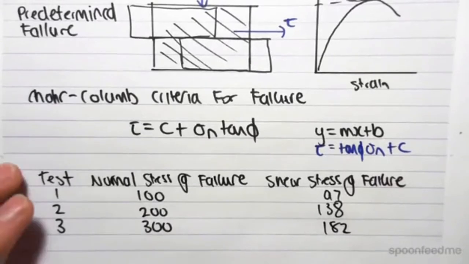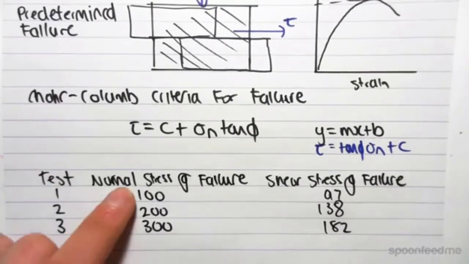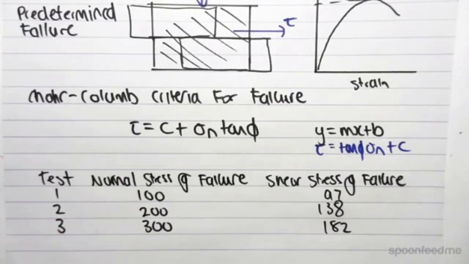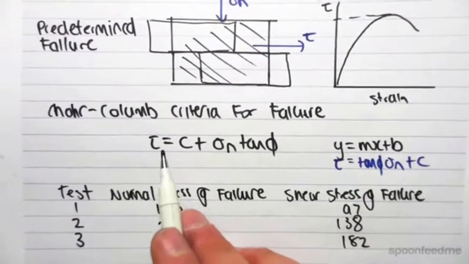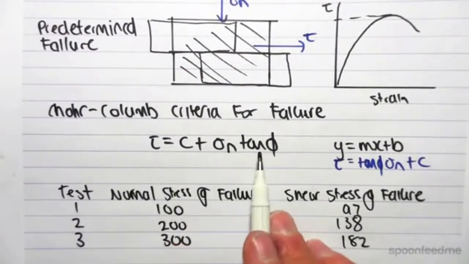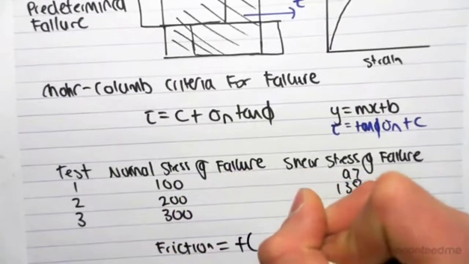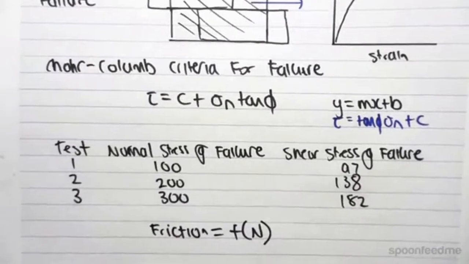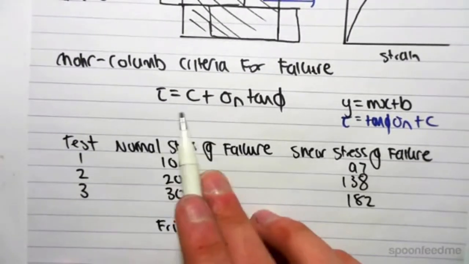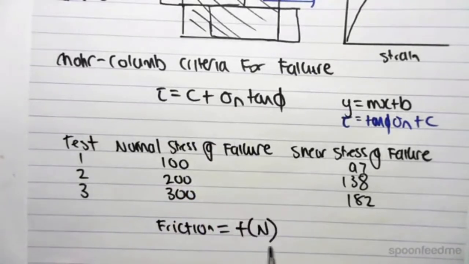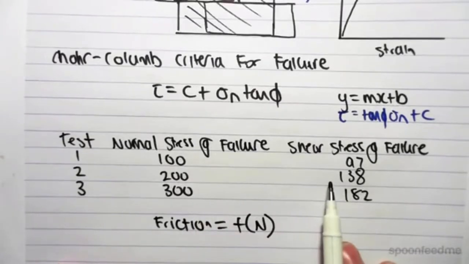So a question you might be asking is, how can we get different normal stresses and shear stresses? Surely there would only be one value at failure. But we know that friction, so one component of the shear stress failing is friction, this angle of friction. And we know that friction is a function of the normal force. So we're going to get different shear stresses at failure for different normal stresses, because part of the failure criteria takes into account friction, and friction is dependent on the normal force. If we increase the normal force, we're going to increase the shear stress at failure.